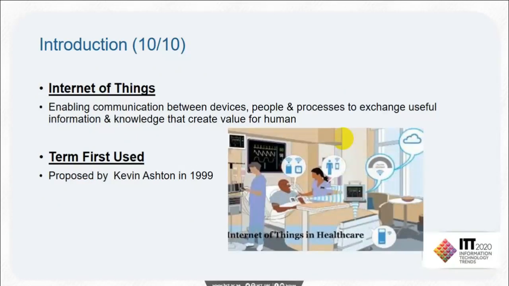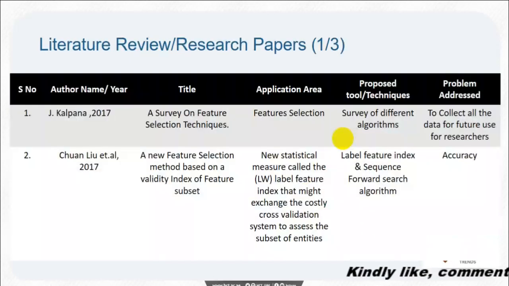Internet of Things. The Internet of Things, the main topic in my research, is the connection of classification and feature selection of data with the Internet of Things. I am using medical data. That medical data is available in the hospital, and if someone wants to extract that data, he or she must use the Internet of Things to extract that information. The term Internet of Things was first proposed by Kevin Ashton in 1999.